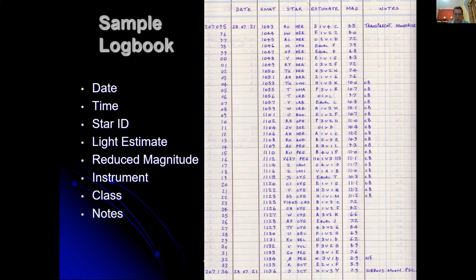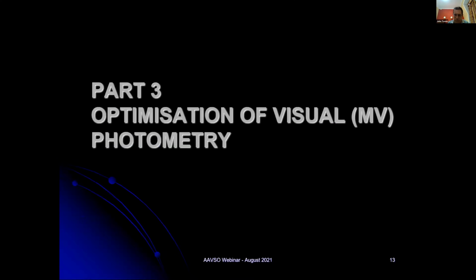This is an extract from my logbook from a couple of weeks back, at the end of July. So you have date, time, you have the star, you have the light estimate, you have the magnitude, the reduced magnitude. You can see which ones are telescopic ones. This is a Celestron 8 telescope. And then there's room for notes if you need to put notes. So that is your logbook. You then put it into electronic form and submit to the AAVSO database. So that's how we do the photometry.